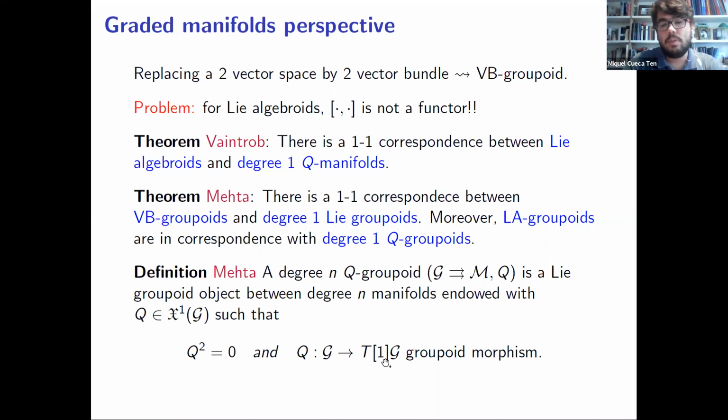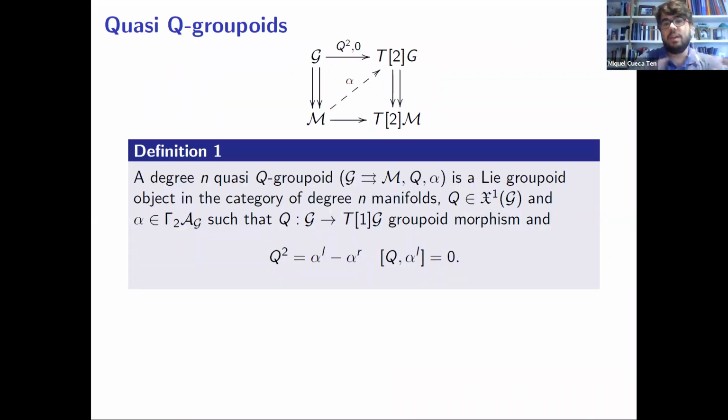So right now, we are able to see the bracket of Lie algebroids as a functor between two groupoids. So two different groupoids, G and T1 over G. And right now, since we have a functor, we can do natural transformations between those functors. Then this is our definition, and maybe the main definition that we propose: what are these degree n quasi-Q groupoids. So I have two graded manifolds of degree n, M and G. And now I have Q, that is a vector field on G of degree 1, but I also have alpha, that is a section of the Lie algebroid, a section of degree 2.